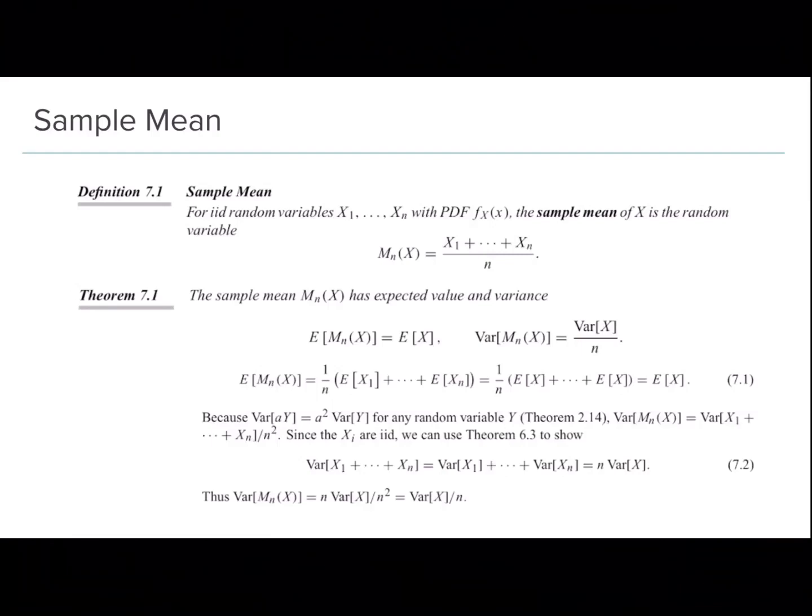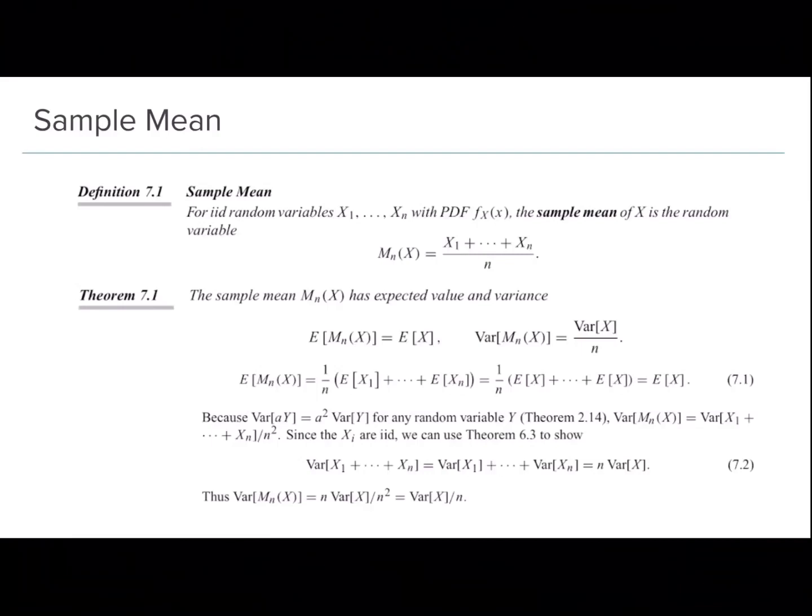And so Theorem 7.1 tells us about the mean and variance of Mn(X). It says that the sample mean Mn(X) has expected value and variance: E[Mn(X)] is equal to E[X], and Var[Mn(X)] is equal to Var[X] divided by n. Now these are basically easy to understand.